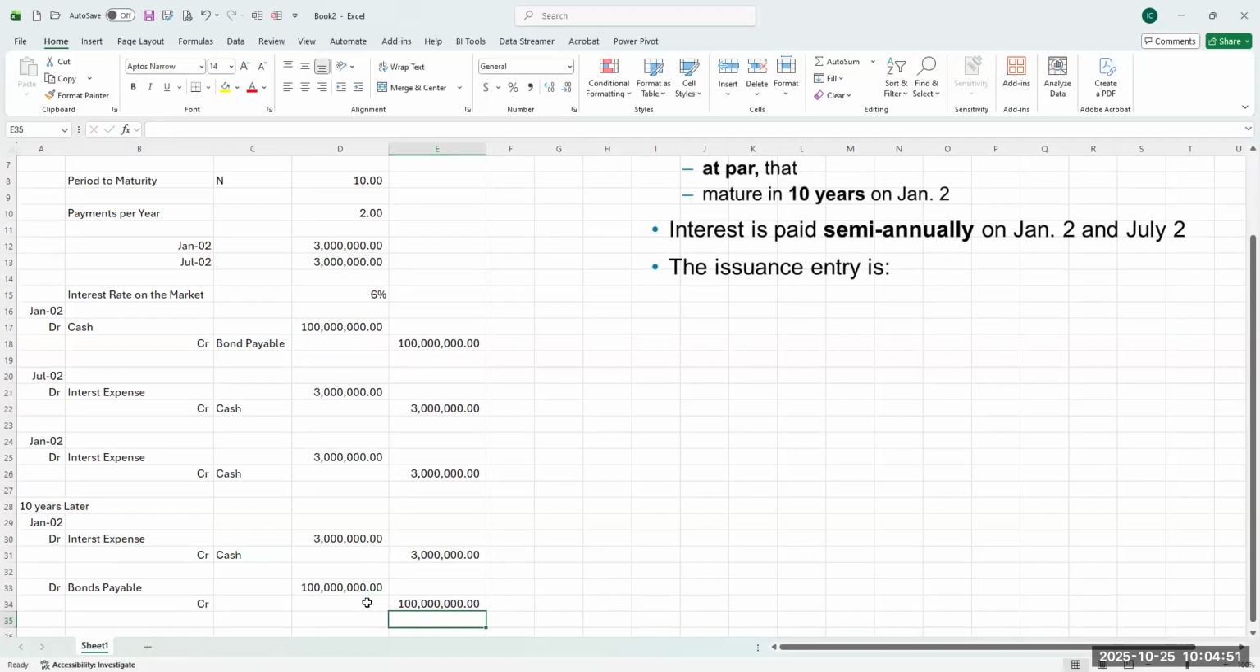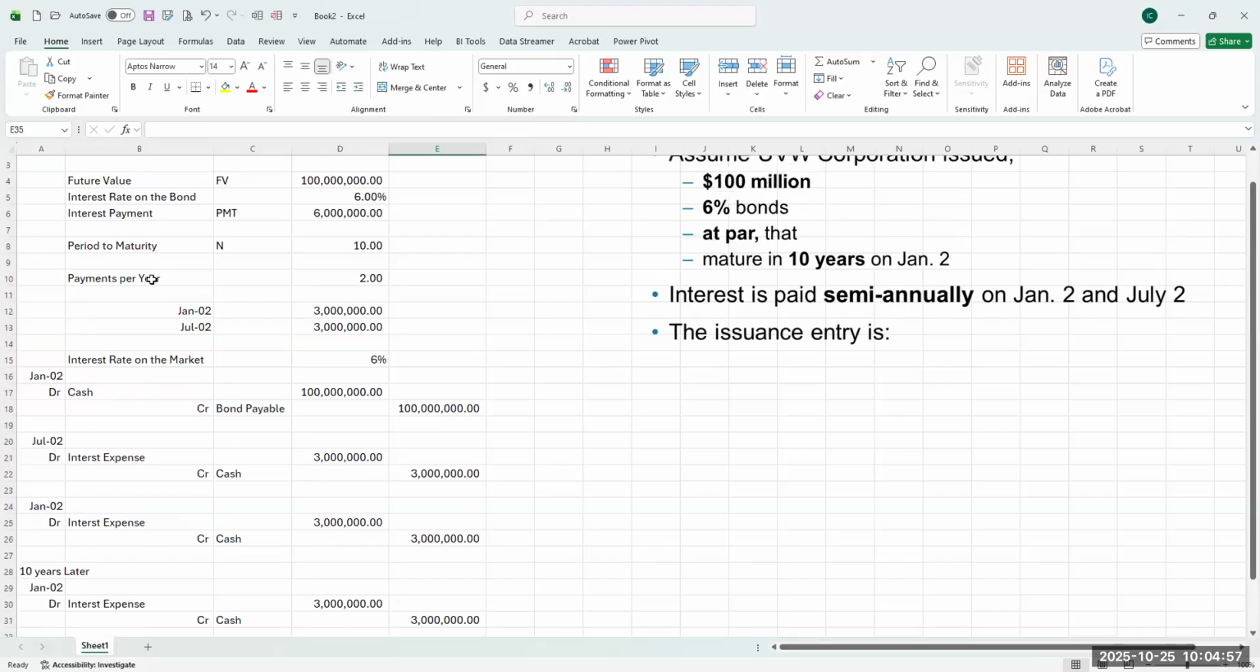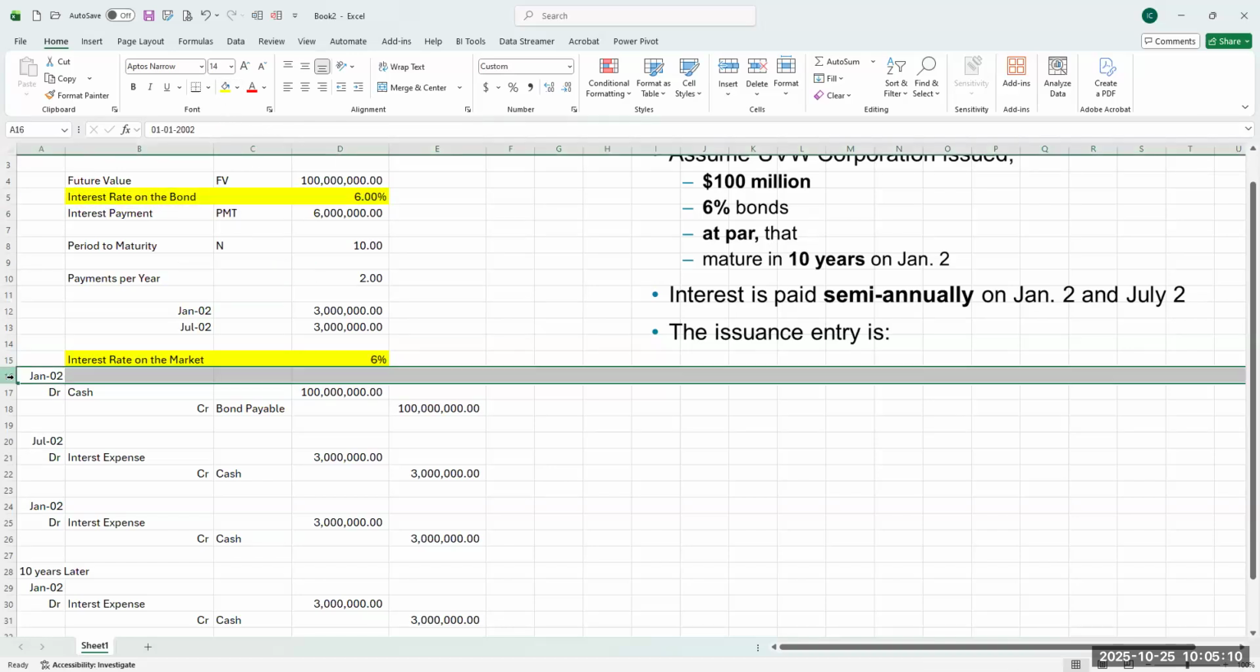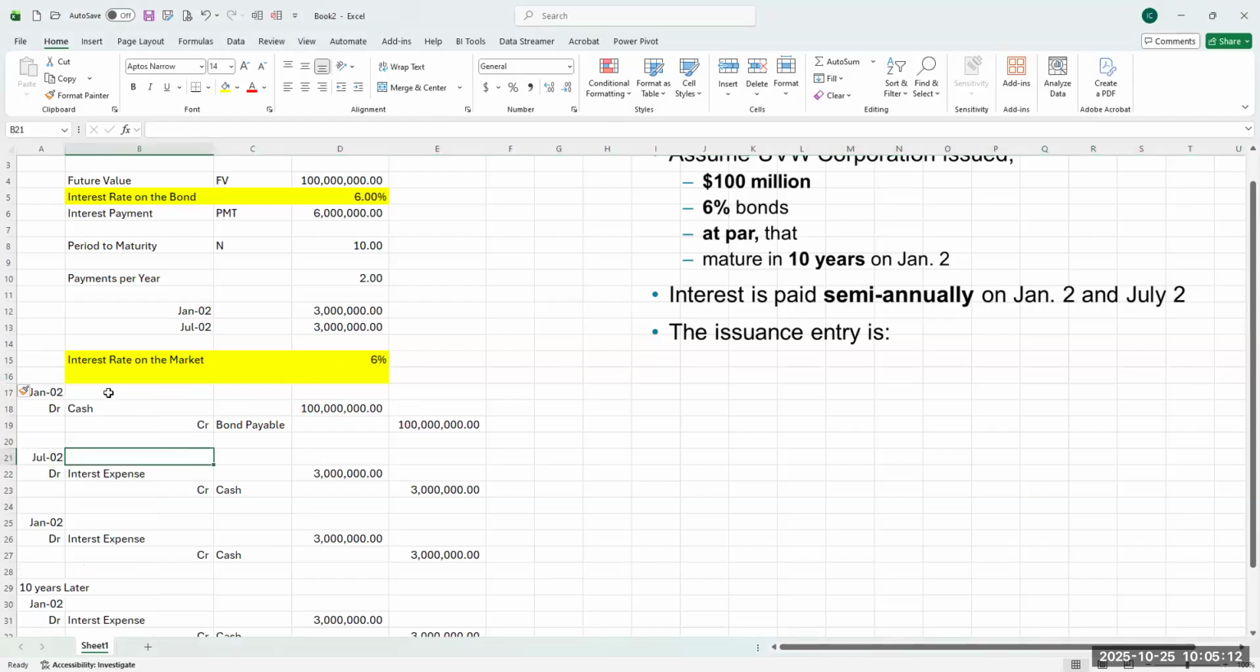We're out of cash. We did what we did. Everything is fine. This is when the interest on the market is equal to the interest that we're paying on the bonds. Only and only in this situation, we're going to have those entries.